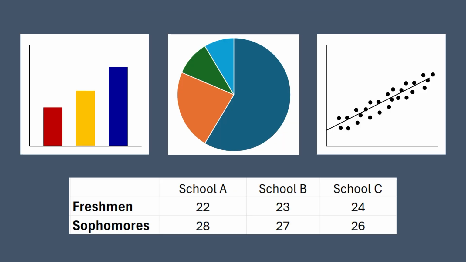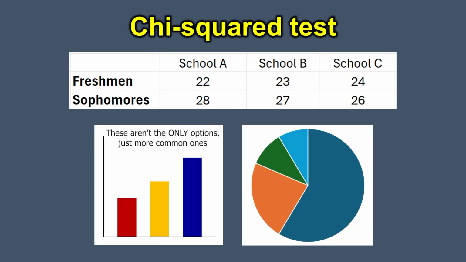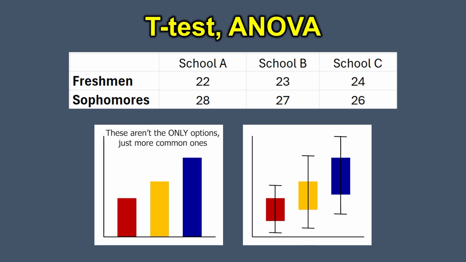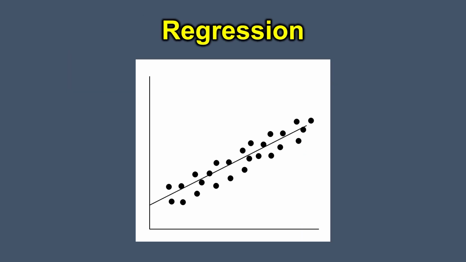Okay, now that you've done a test, what about displaying the data? What graph should you use? Honestly, it's pretty straightforward. Chi-square results can be shown in a table, bar graph, or pie chart. T-test and ANOVA results can be shown in things like a table, bar graph, or box and whisker plot. Regressions are best shown as a scatter plot.